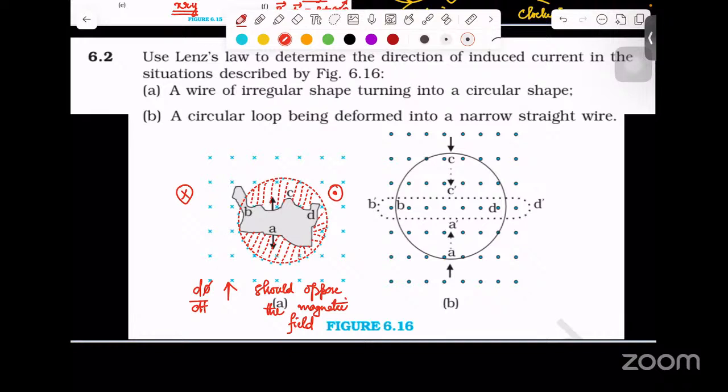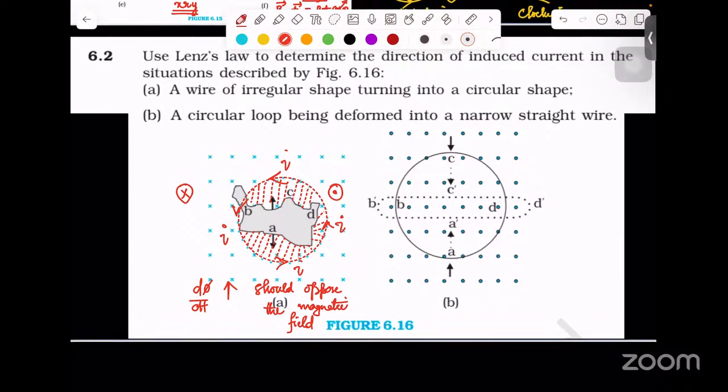So how is that possible if the current is moving anti-clockwise, okay? So otherwise, the sense of the current in this case would be along ADCP, okay? ADCP. All right, so this is the answer to this question. So A bit is done.